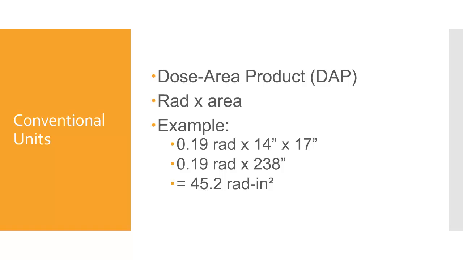To take into account this larger area that is receiving dose, the dose area product, or DAP, takes into account the collimated X-ray field by multiplying the dose times the field size. So in our previous example with the pelvis X-ray, the patient received 0.19 rad. The collimated field for the pelvis was 14 by 17 inches. Therefore, the DAP would be 0.19 rad times 238. This equals 45.2 rad square inches. DAP can also be written in centimeters if the field size was measured in centimeters.